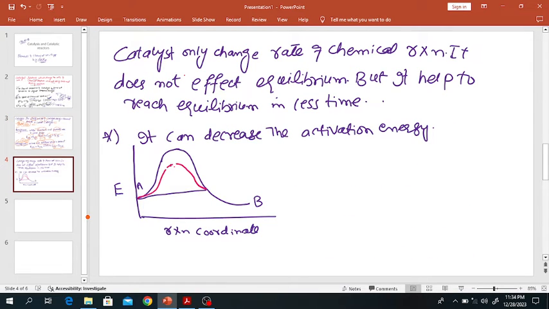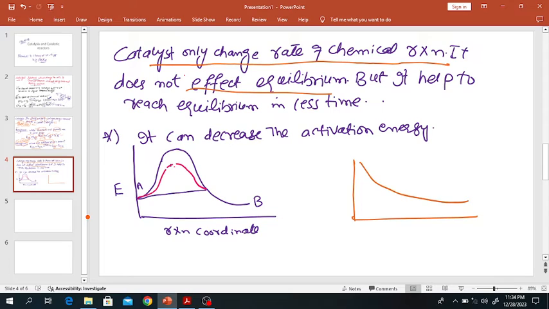A catalyst only changes the rate of chemical reaction. It doesn't affect the equilibrium. For example, A decreases and B increases. So this is the equilibrium point. Suppose this is the equilibrium concentration.